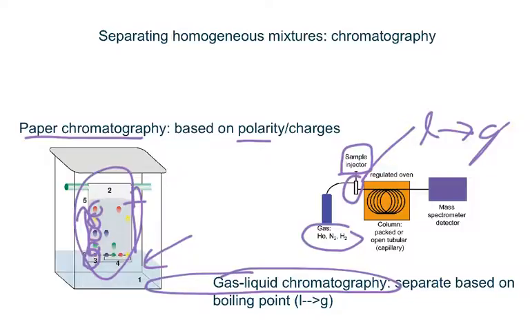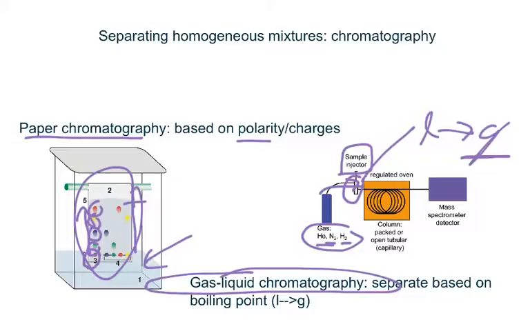Inert gases include helium, nitrogen gas, and hydrogen gas. So we might shoot these inert gases into this sample injector, and then this gas will basically push the sample gas that we have through these hoops.